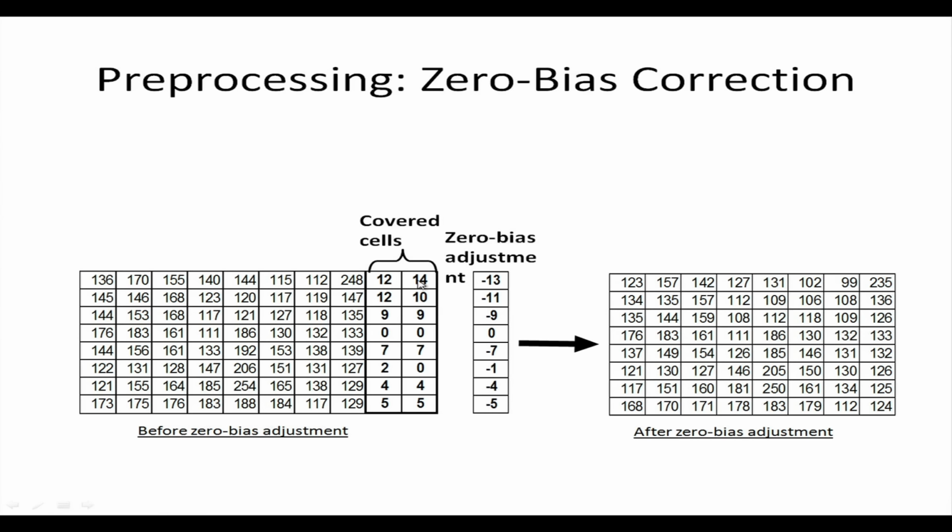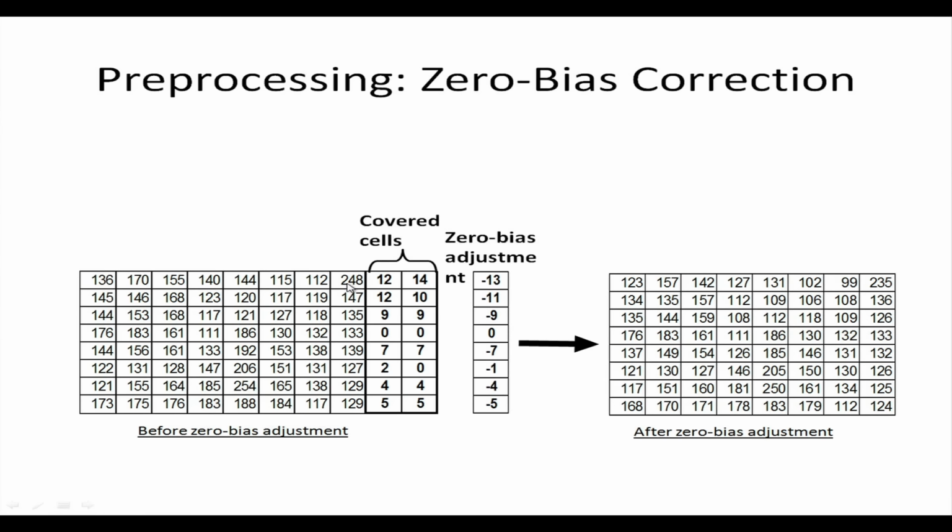So, 12 and 14, that means my zero bias adjustment would be minus 13. 12 and 10, that is 22, so the average of these is minus 11. Here I have got, in that particular dot, no manufacturing defect, so no adjustment is required. It is also assumed that the variation of the manufacturing defect is spread along the rows in the way they are manufactured, but along the columns they are the same.